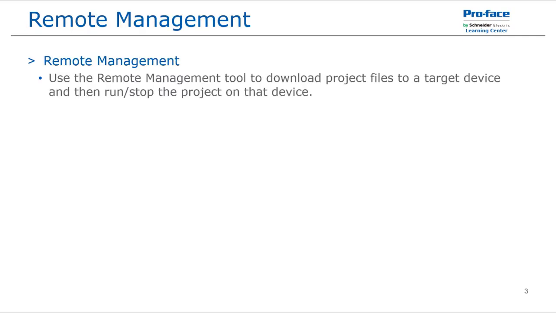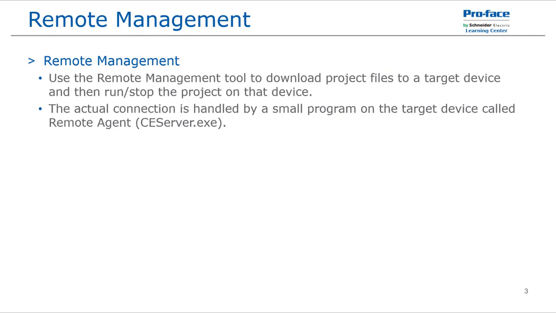The remote management tool is a utility that can be used to download project files to a target device, and then you're also able to run or stop the project runtime on that device. The actual connection on the target machine is handled by a small program called Remote Agent, and its executable is the ceserver.exe.